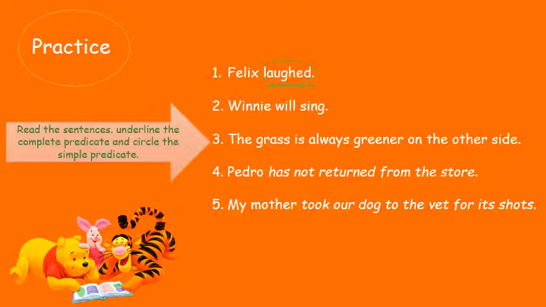Let's move to number two. Winnie will sing. Where is the subject? Winnie. I'm talking about Winnie. Forget about it. So where is the predicate? Will sing. Excellent. Will sing is the complete predicate. Where is the simple predicate? Will alone is not the simple predicate. Here will is helping the verb. So will sing is the simple predicate.